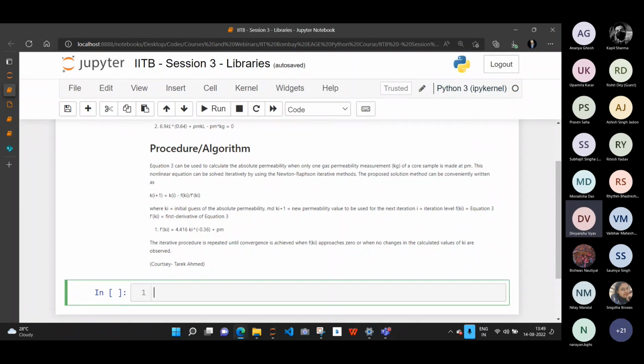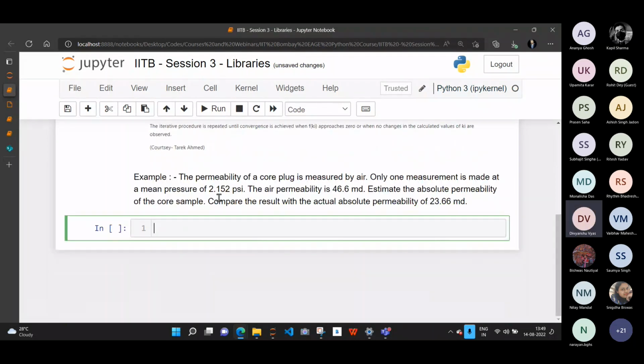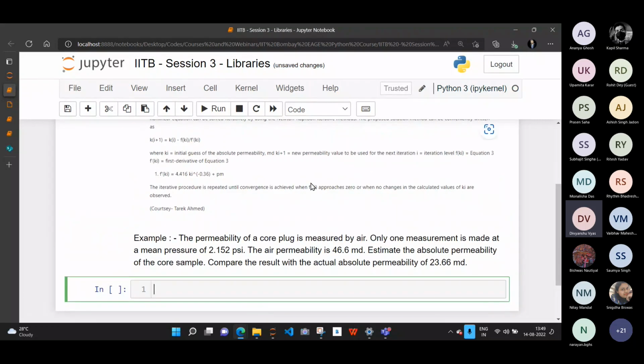Now what is the problem statement we are trying to solve? Let me copy that as well. What is the problem statement? This is the problem statement. The permeability of a core plug is measured by air. I told you yesterday, this problem arises because air has different properties as compared to oil in the reservoir. I know that wherever I got that core sample from, the original fluid in that reservoir was not air. That was some other fluid with some other wettability properties, right?